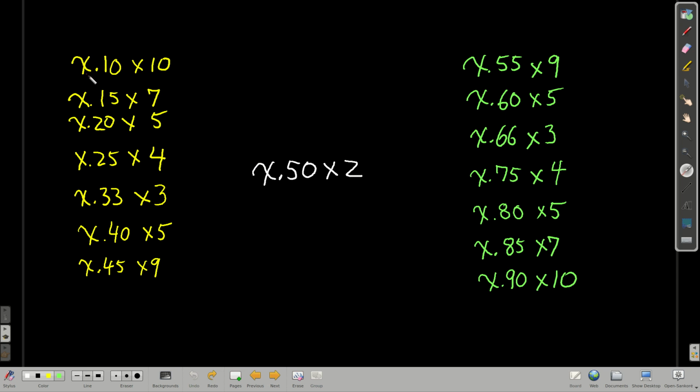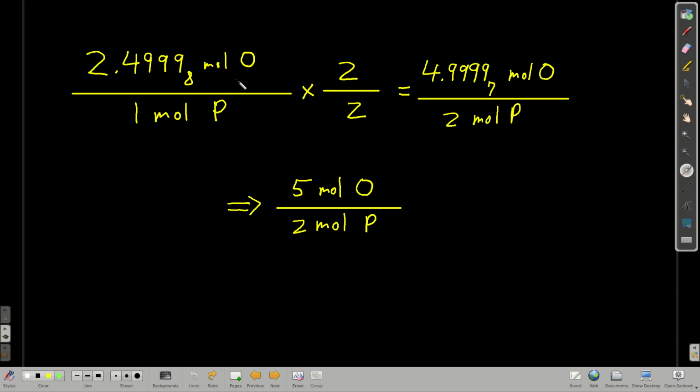But here x represents everything to the left of the decimal. In our case, x was 2, right? 2.49998. So what you do is you look to the right of the decimal, and for us, 0.49998 is real close to 0.5. So we're just going to multiply by 2, and that gives us this. 2 over 2. Notice it's not just 2, it's 2 over 2, and we multiply 2 here and 2 here. It gives us 4.99997 moles of oxygen for every 2 moles of phosphorus.